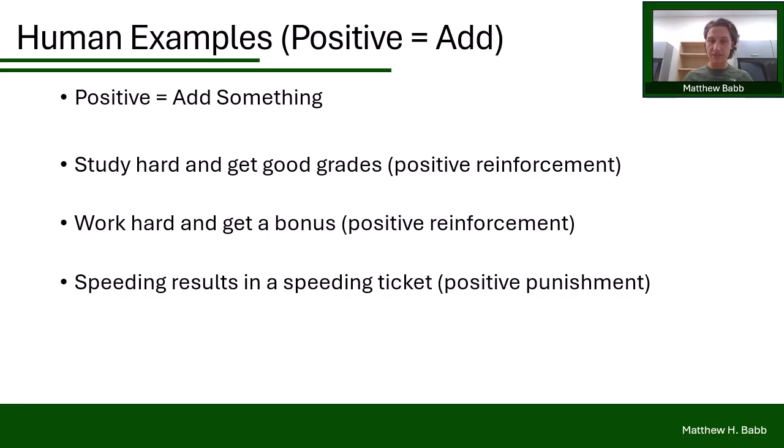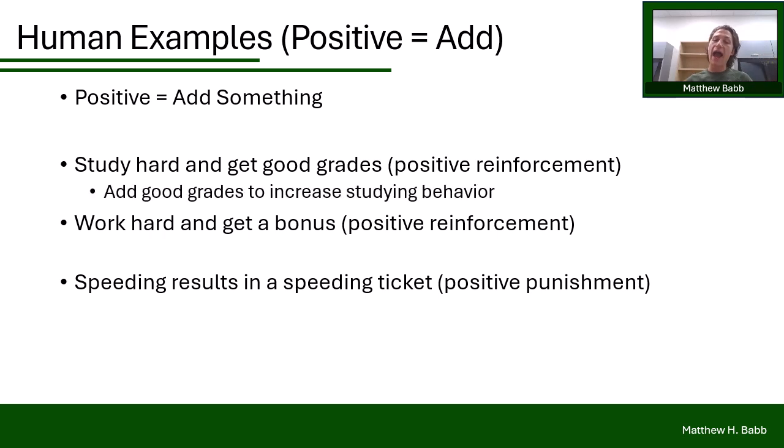So let's think about the positive examples first. Remember, positive means you're adding something to the environment of the subject, whether that's a person or an animal. For example, if you study hard, you get good grades. This is positive reinforcement because if you add good grades, you're increasing studying behavior, right? You're more likely to study because you're receiving good grades. Similar with a bonus, right? If you get paid more money to work hard, that is positive reinforcement because somebody is adding money to your environment to increase your work behavior.